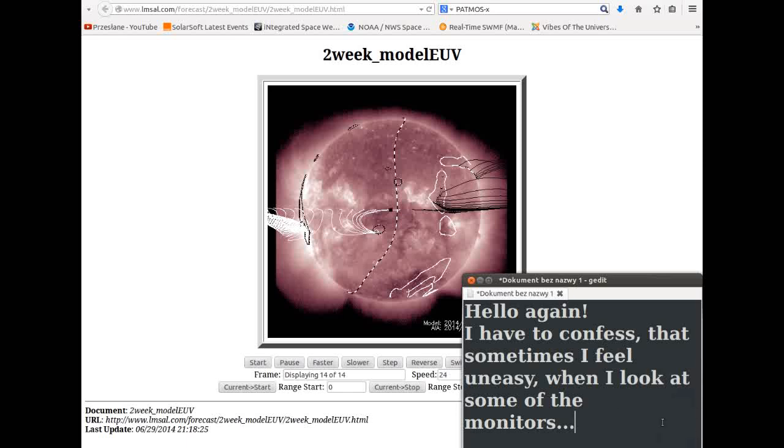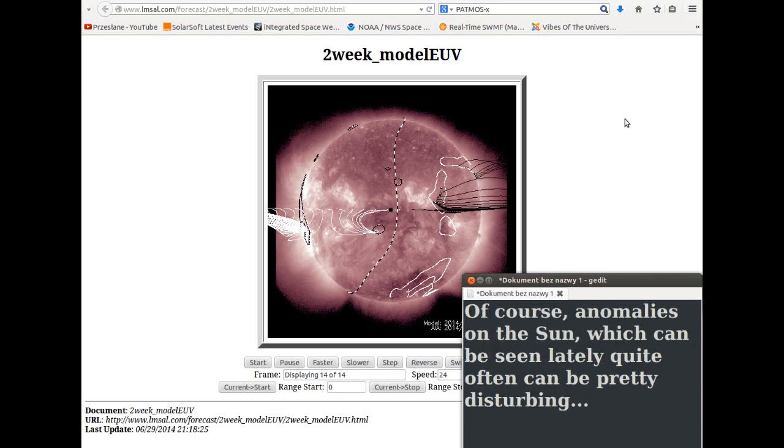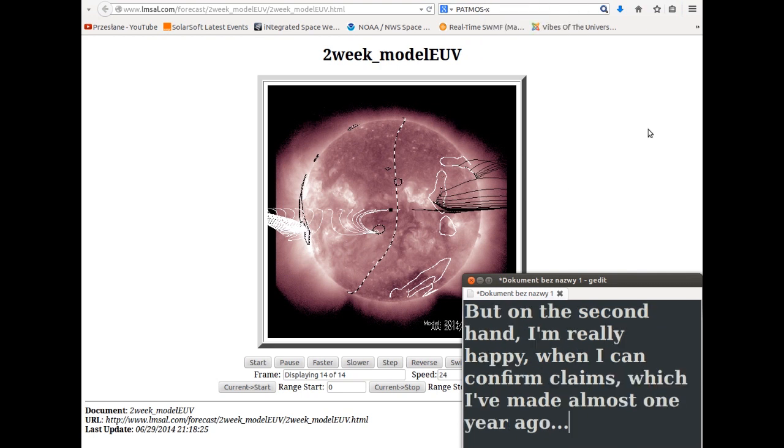Hello again. I have to confess that sometimes I feel uneasy when I look at some of the monitors. Of course, anomalies on the sun, which can be seen quite often lately, can be pretty disturbing. But on the other hand, I'm really happy when I can confirm claims which I made almost 1 year ago.